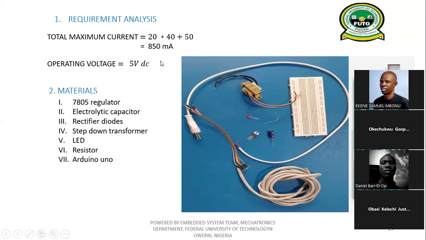Okay. So let's go to materials now. Based on the load analysis, 7805 can give us 5 volts and a maximum of 1 amp. So it's 150 milliamp above 850 milliamp. So it can give us what we want. And then we have an electrolytic capacitor.